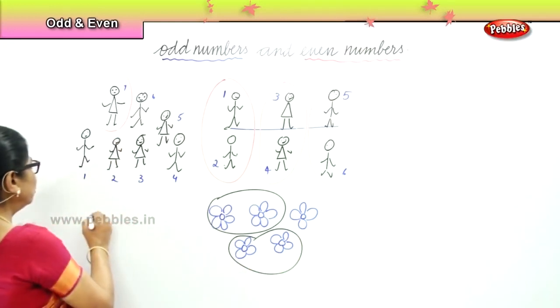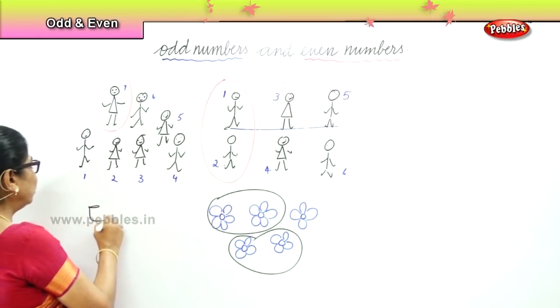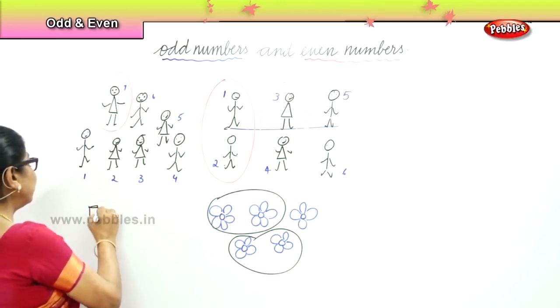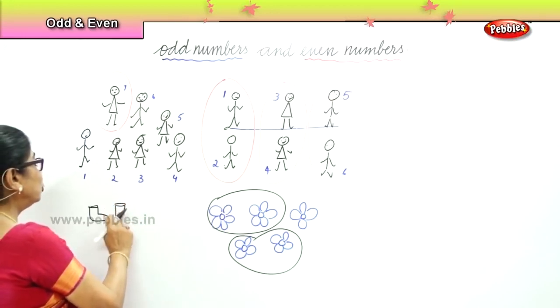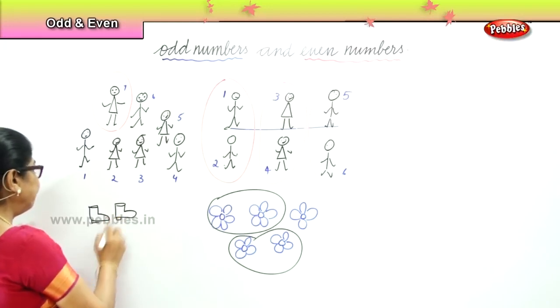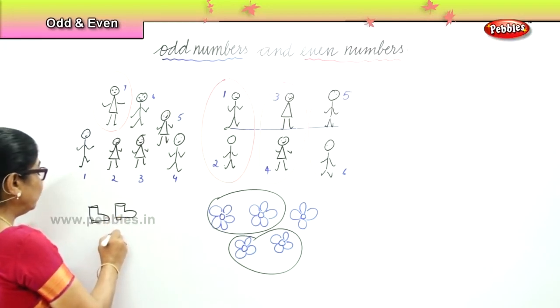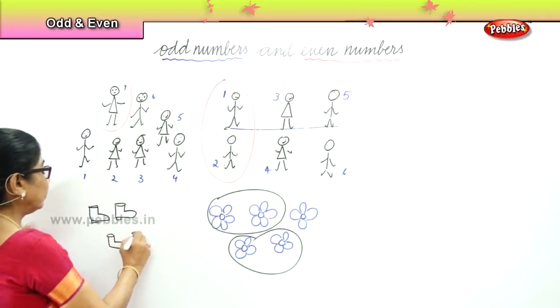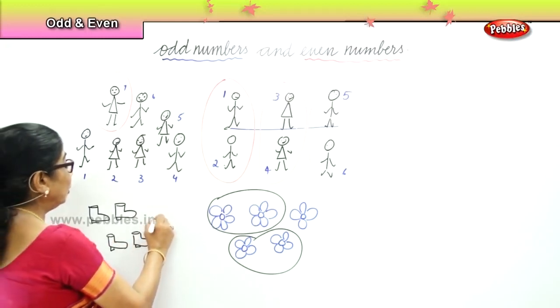Now, let's talk about your shoes. Okay, let's talk about your shoes. You have shoes at home. You're ready to go to school. You have shoes. And here's your shoes. Okay, now, when you talk about shoes, you talk in pairs. All right? You talk in pairs. Now we have a pair of shoes here, another pair of shoes here. And you have another.